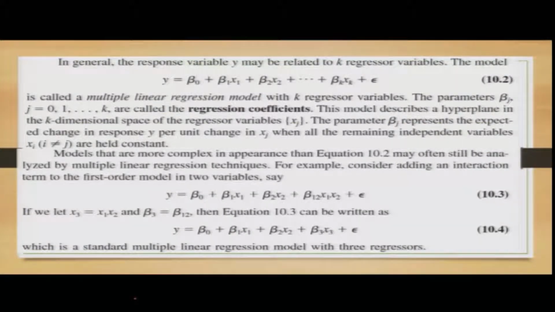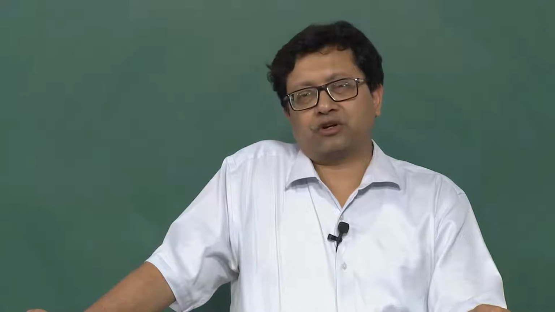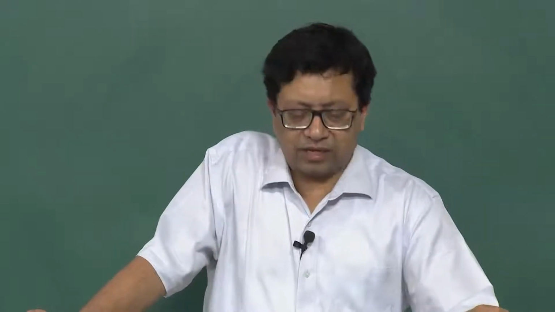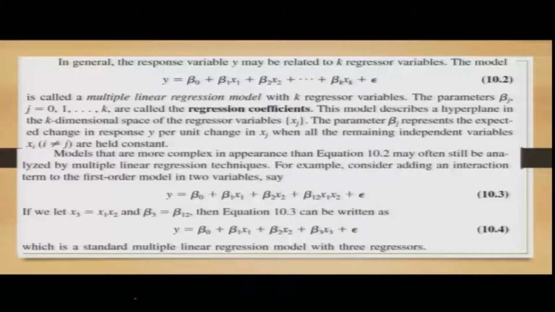In general, the equation can be expanded. Now, we have a multiple linear regression with k independent variables: y is equal to beta naught plus beta 1 x1 plus beta 2 x2 plus dot dot till beta k xk plus epsilon, which is the error. This is the multiple linear regression model with k regressor variables. The parameters beta j, where j is equal to 0, 1, 2, 3, 4 till k, are called the regression coefficients. Beta naught is the value at which there is no independent variable and it basically touches the y axis of the hyperplane in n dimensions. This model describes a hyperplane.